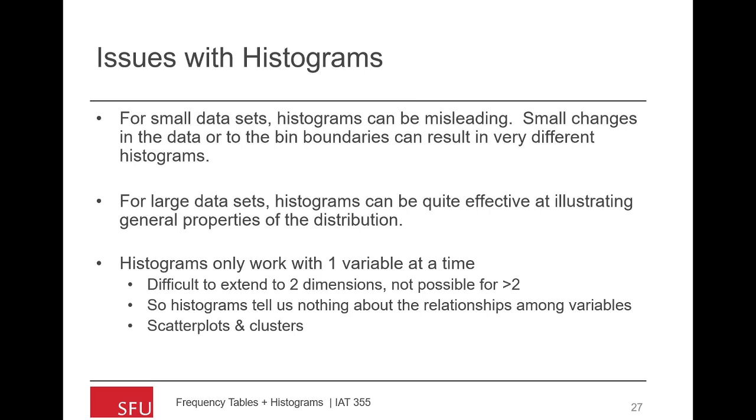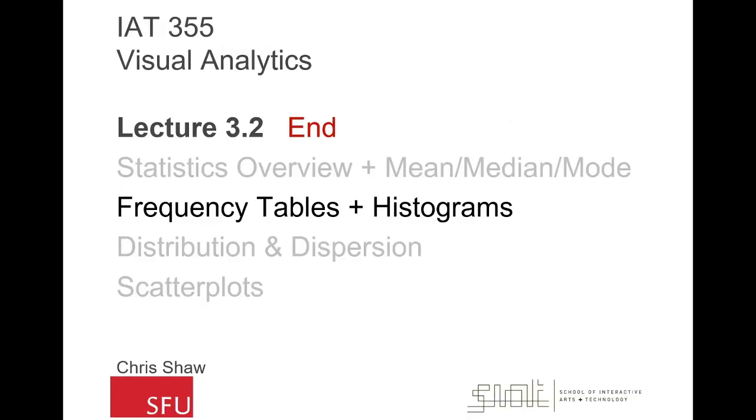So histograms tell us nothing about the relationships amongst variables. You might use a histogram in order to infer that something is going on, but it's not depicting interesting things going on directly, because if you have a multi-dimensional data set and you do a histogram of one of the dimensions, what might be happening is that you're getting a number of behaviors building up upon a single dimension. Typically, what you want to do for higher dimension data is to do scatter plots or clusters. Okay, so that's it for frequency tables and histograms, and that's the end of lecture 3.2.